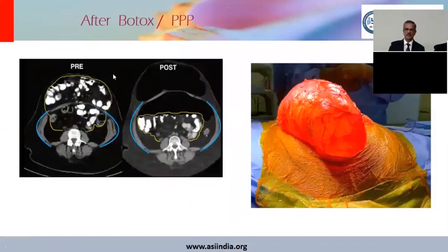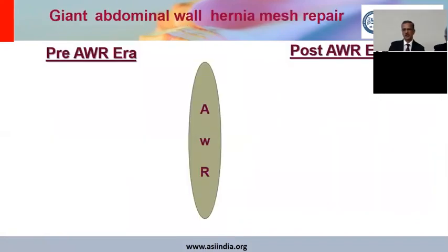If you see these patients, so much of the contents which were there have all come down after the progressive pneumoperitoneum, and when we see on the operation table, this is what you see. The contents are not there, but a huge sac is there, and this is what it achieves in about 2 to 3 weeks after progressive pneumoperitoneum.